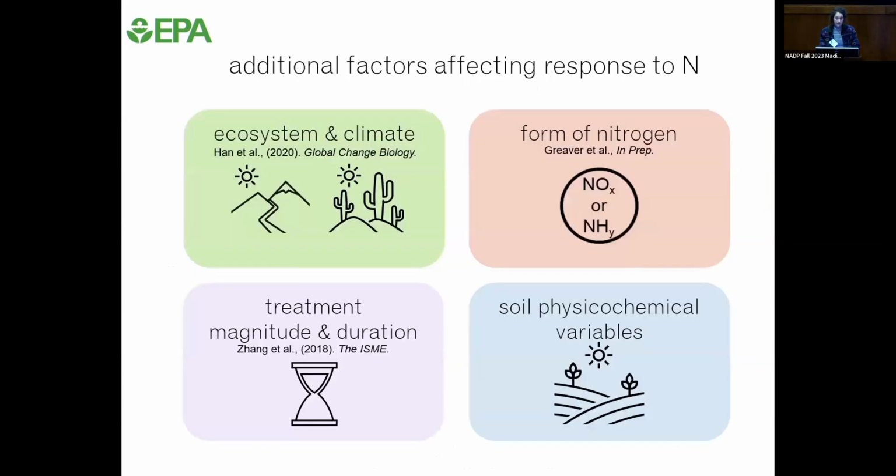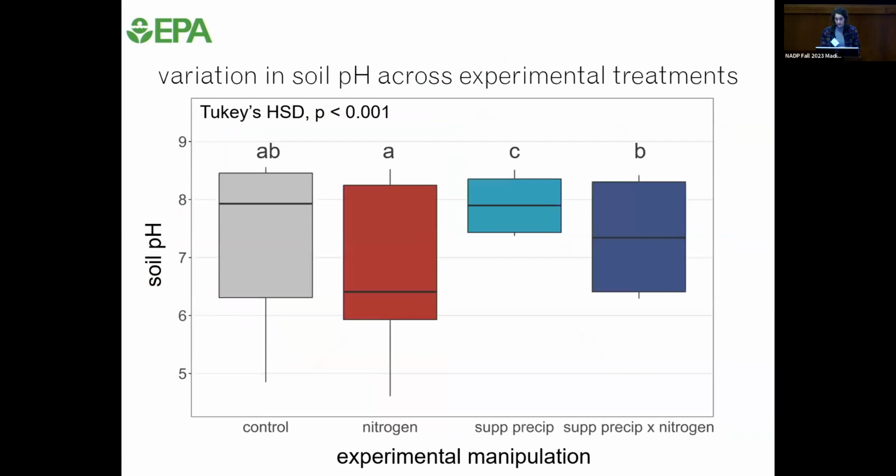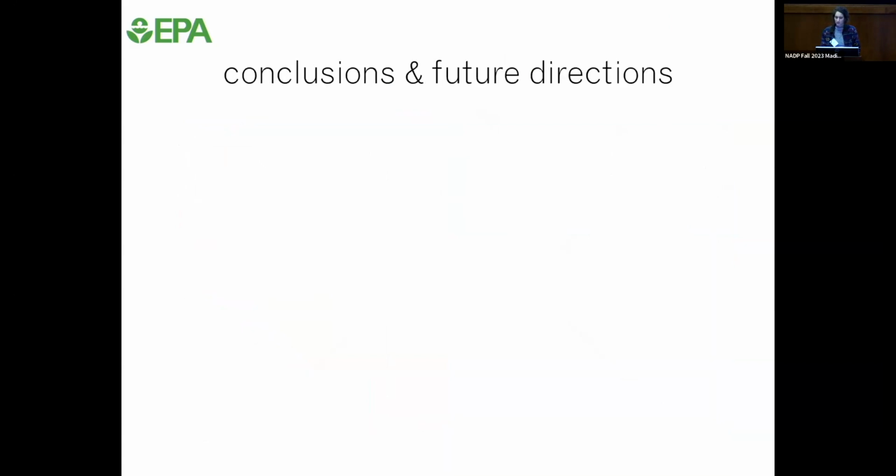And finally, we know that soil characteristics can be really important, so soil pH, for instance, as I showed in this earlier slide. These data are not complete. This is only a handful of studies that we've been able to extract up to this point, but we do see some variation in soil pH across experimental treatments. So on the x-axis, I'm showing you the control, the nitrogen, the supplemental precip, and the supplemental precip by nitrogen experiments, and soil pH is on the y-axis. And we see some differences. I think it's mostly due to the difference in variation. So that's something that we'll have to be incorporating into our models.